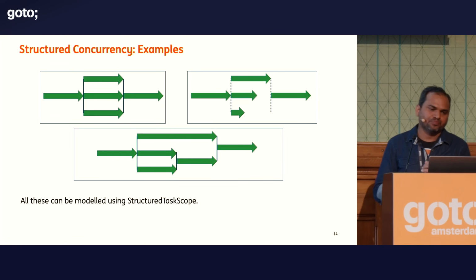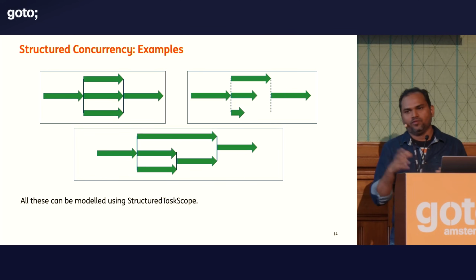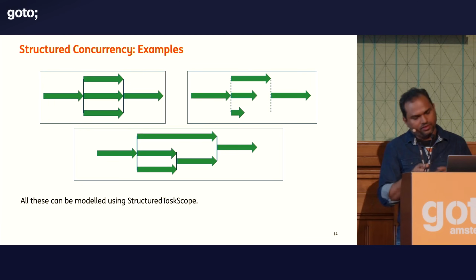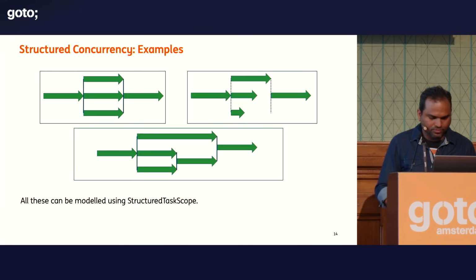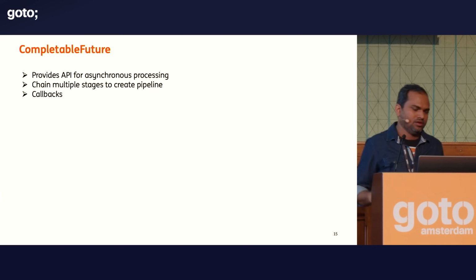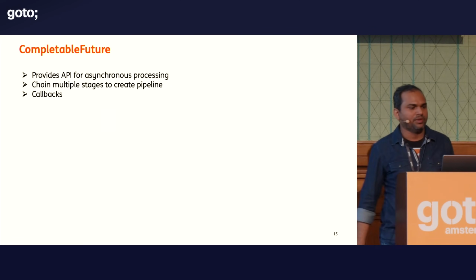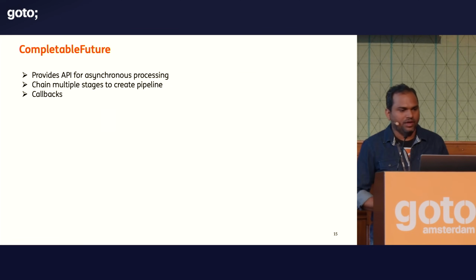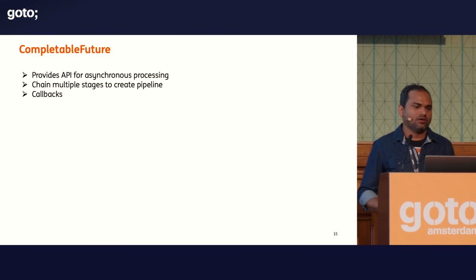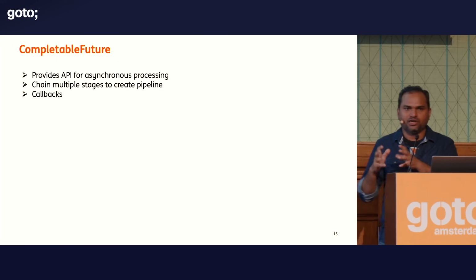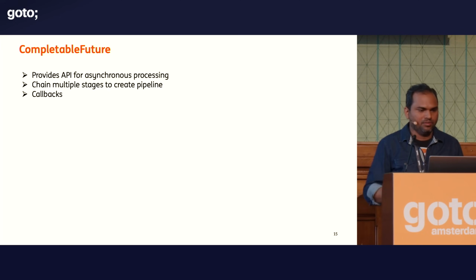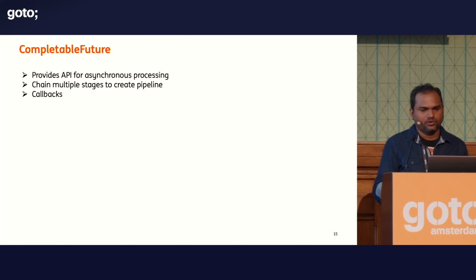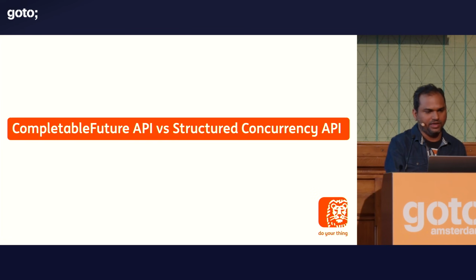What we will do is take a few examples and implement them using the CompletableFuture API. Then we will implement them using the Structured Concurrency API, and then compare how they look. So, a quick recap of the CompletableFuture API. It provides an API for asynchronous processing. It's a very powerful API which allows you to chain multiple stages and create pipelines, and it relies heavily on callbacks because of the asynchronous processing. As I said, we will compare them head to head with a few examples.